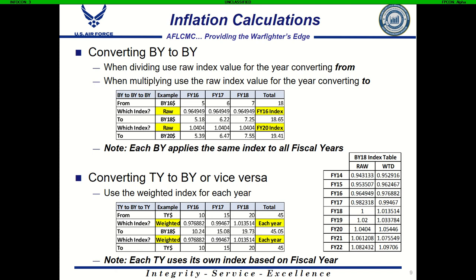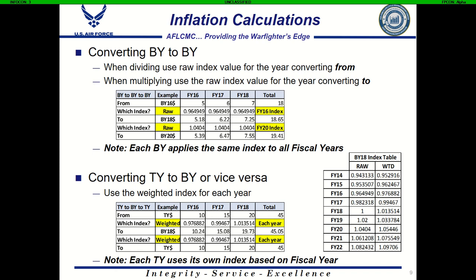And you can check your work here too as you go. We're converting base year 16 to base year 18, so we're going from the past into the future with our conversions. We're talking about inflation, so we would expect the cost to go up because the value of the dollar has gone down over that period of time. We do see the total goes from 18 to 18.65. So it's moving in a direction that makes sense. We're sanity checking our calculations as we go.